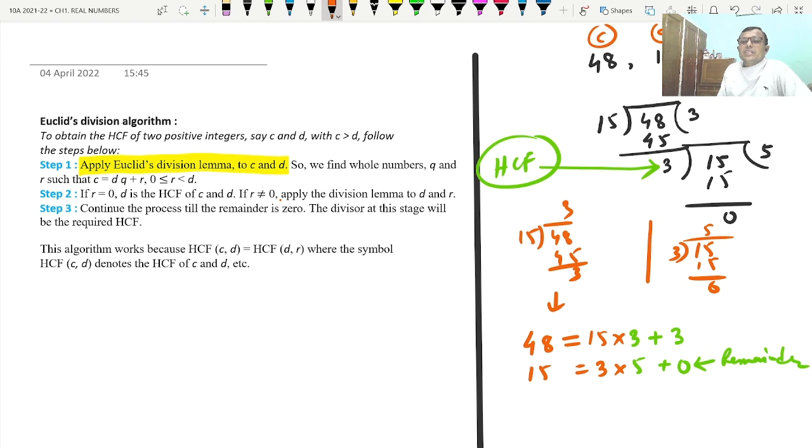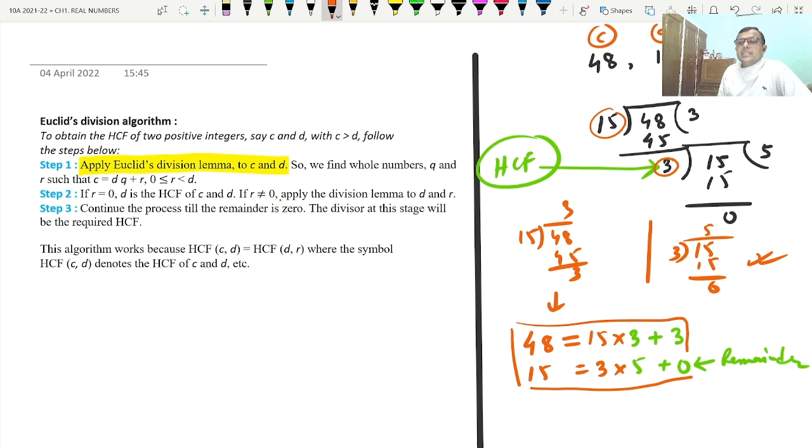D and R means what? This is the R, and this is the divisor D, right? So we apply the division lemma to D and R. What is R here? R is this 3 and D is 15. So we divided again, and we got this statement, according to Euclid's lemma.